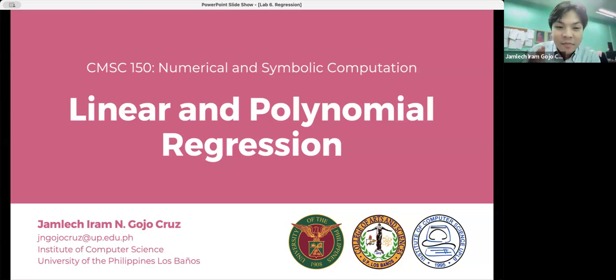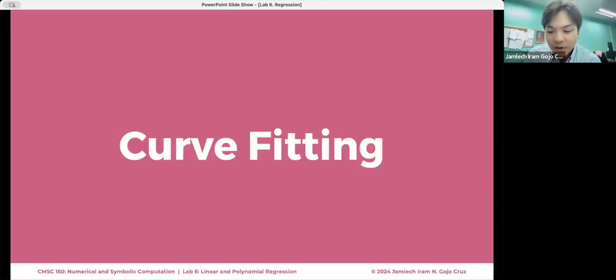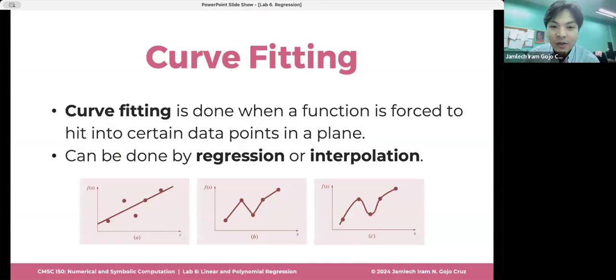Now we will discuss linear and polynomial regression. For our objective for this lesson, first we will discuss the concept of regression, and differentiate linear and polynomial regression. For your exercise, the implementation of both regression methods in our script, and also the interpretation of the results of these methods.